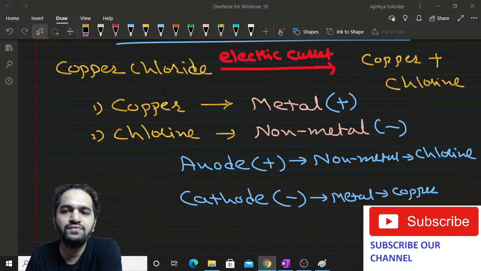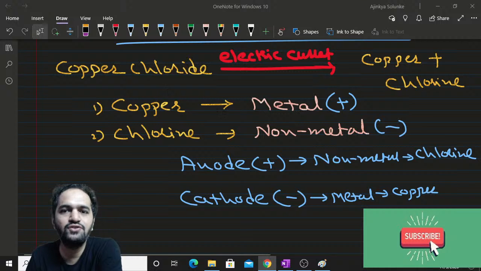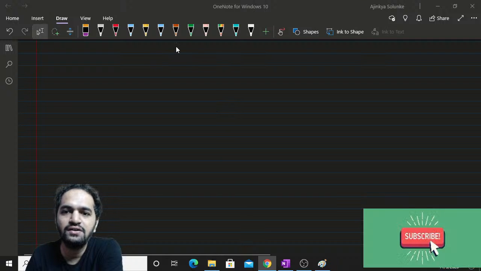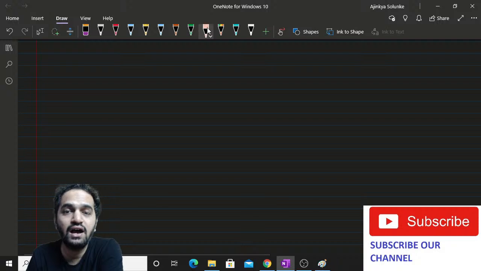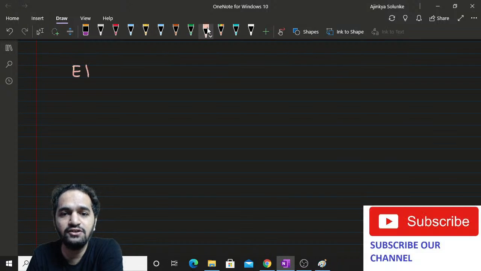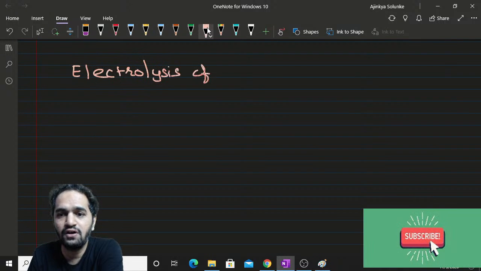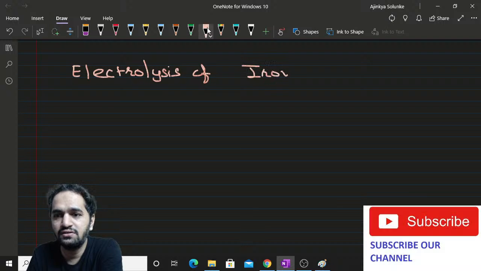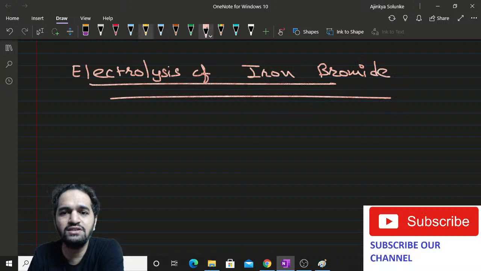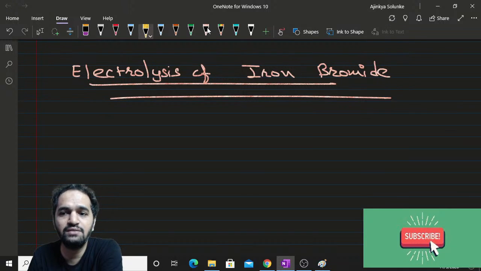Can we do one thing? Can we take another example? If you are interested, I can take another example. The example we are going to take is iron bromide. This is not in your book or your syllabus, but I am just taking one more example so that you can understand more deeply. Electrolysis of iron bromide.